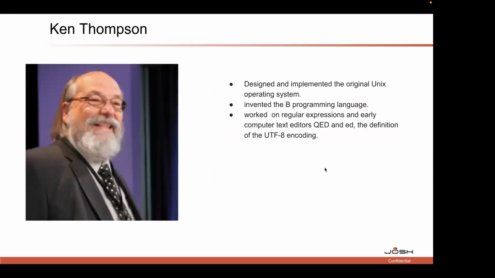Now the third and most amazing guy is Ken Thompson. You might already know about him. He is known as the American pioneer of computer science. He designed and implemented the original Unix operating system, and invented the B programming language. If you are familiar with the C programming language, it was heavily inspired by the B programming language. He worked on regular expressions and early computer text editors, as well as the definition of UTF-8 encoding.